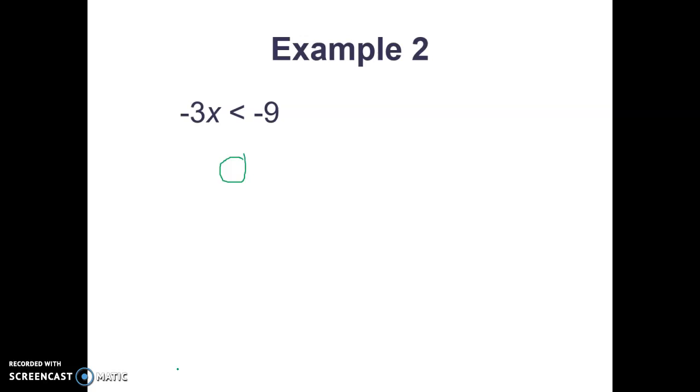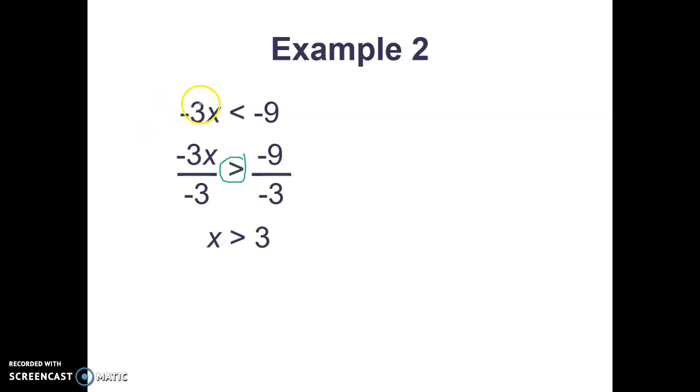We've got negative 3x is less than negative 9. We need to get the x by itself. Right now it's being multiplied by negative 3, so let's divide by negative 3. And dividing by negative 3 will switch our sign. Remember, when we multiply or divide by a negative, we've got to switch that sign. And when we solve for x, we get x is greater than 3.